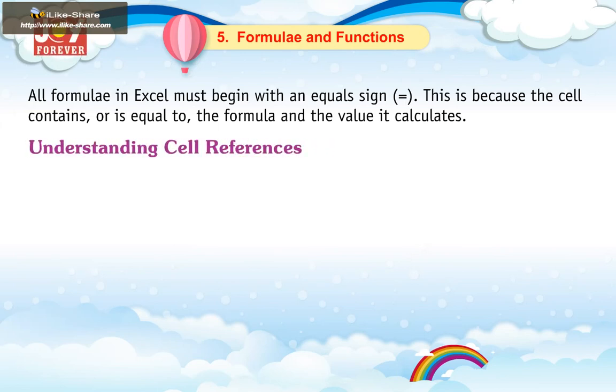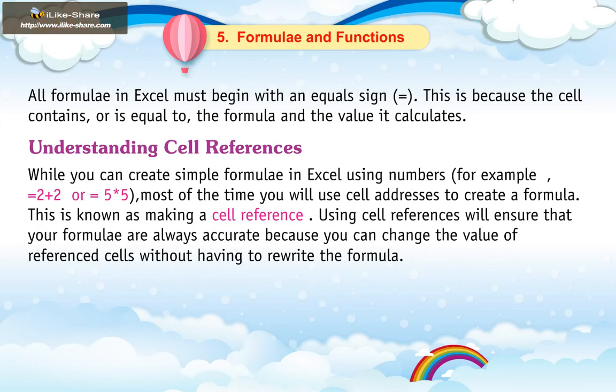Understanding cell references. While you can create simple formulae in Excel using numbers, most of the time you will use cell addresses to create a formula. This is known as making a cell reference. Using cell references will ensure that your formulae are always accurate, because you can change the value of reference cells without having to rewrite the formula.